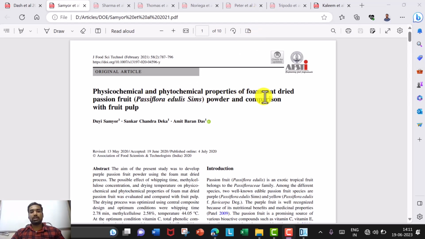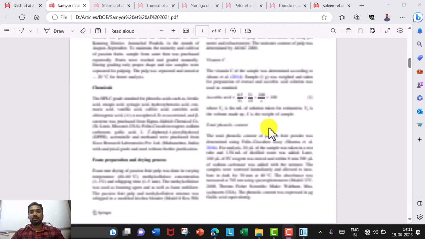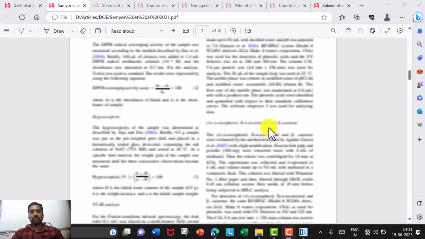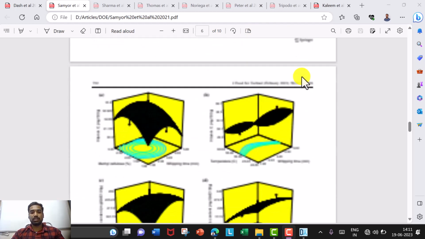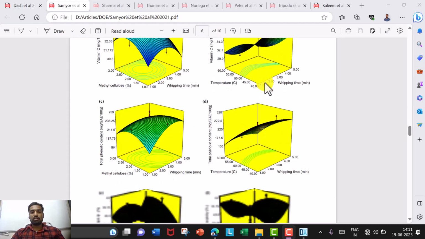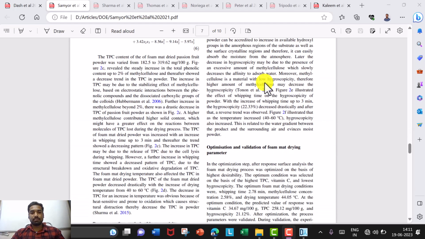Physiochemical and phytochemical properties of foam-mat dried passion fruit powder and comparison with the fruit pulp. Here three responses are there: vitamin C, total phenol content, and hygroscopicity. These are the 3D structures.